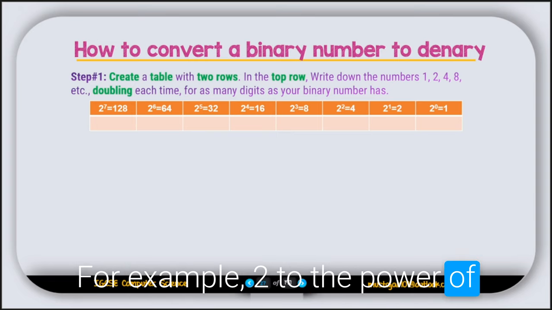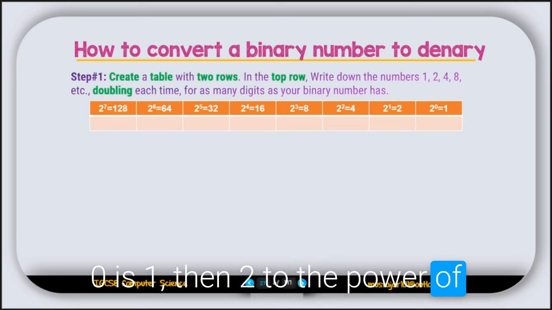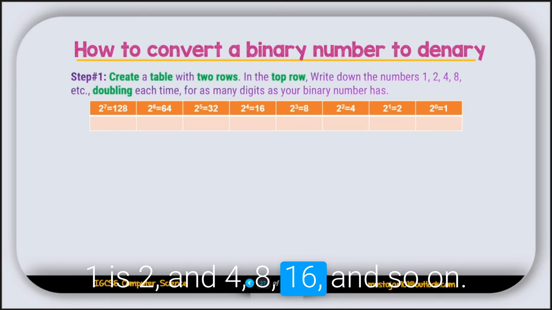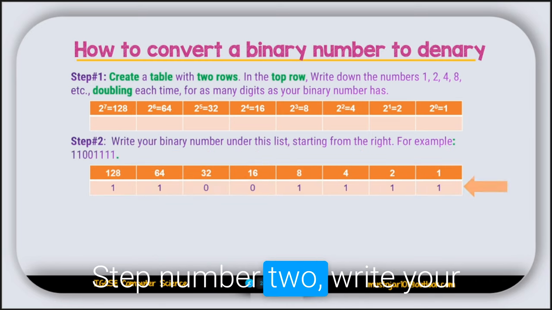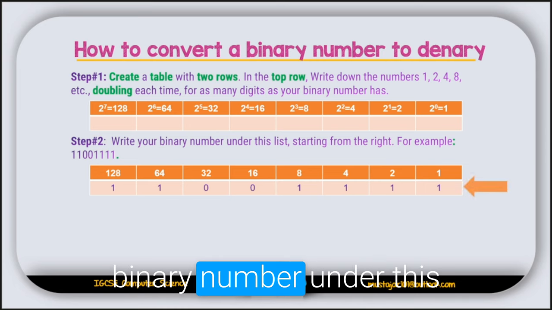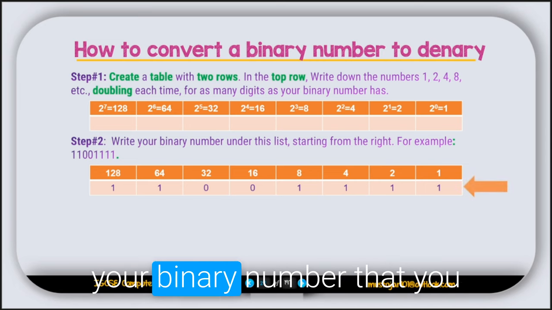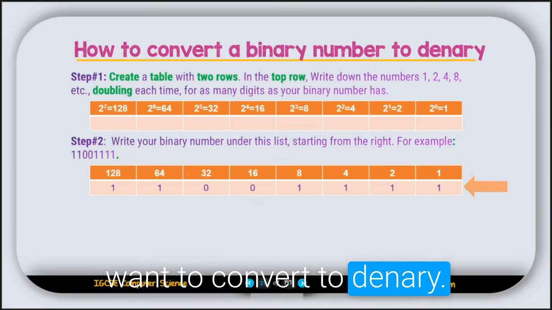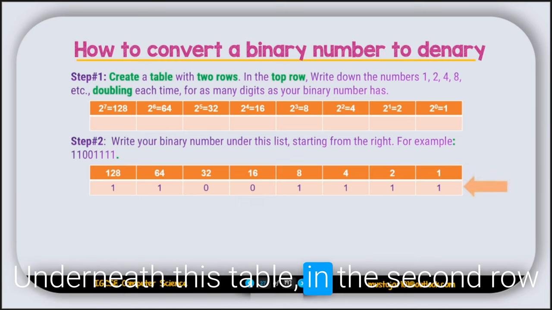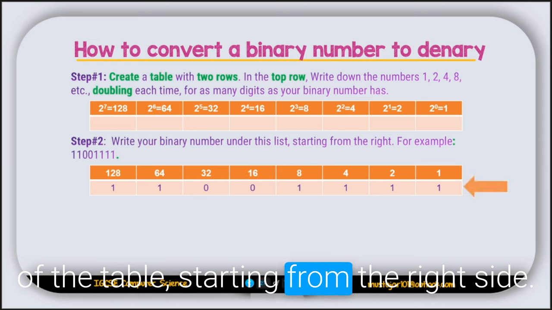For example, 2 to the power 0 is 1, then 2 to the power 1 is 2, and 4, 8, 16, and so on. Step number 2, write your binary number under this list starting from the right. Write the binary number that you want to convert to Denary underneath this table, in the second row of the table, starting from the right side.